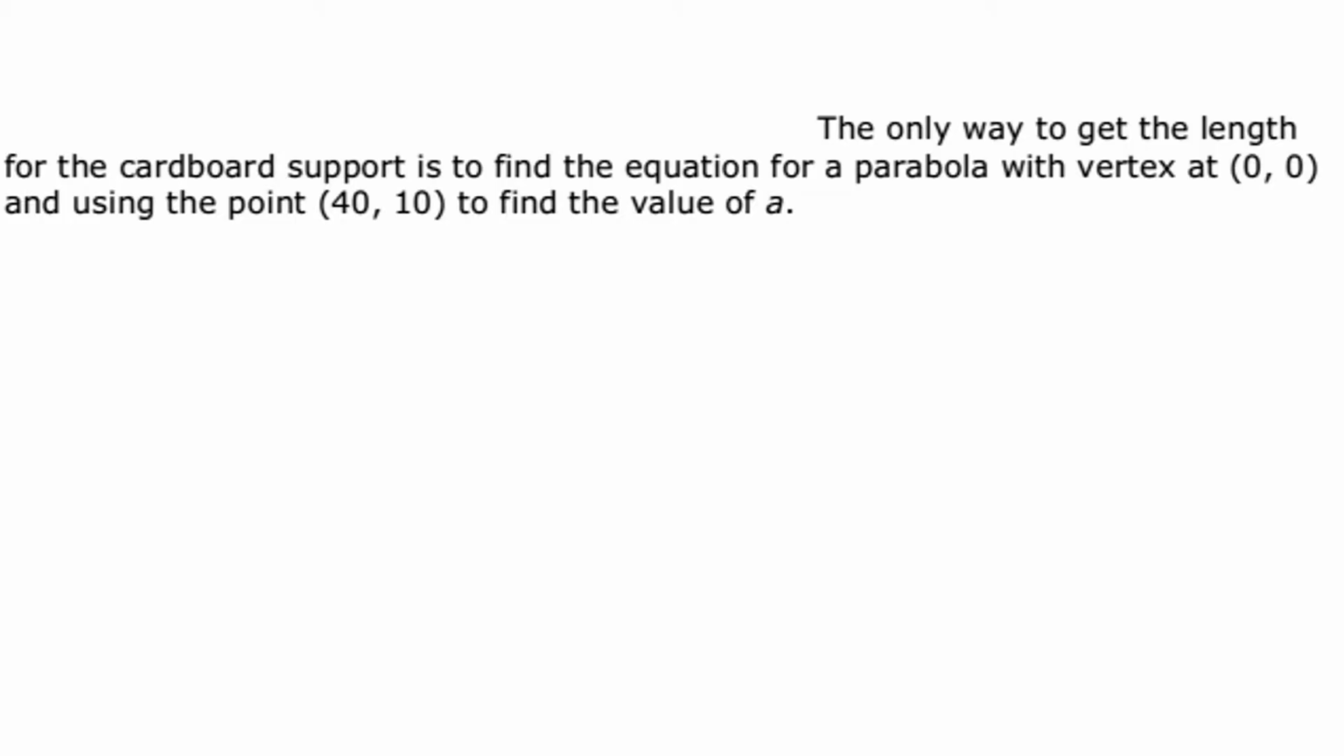So here was the optional clue if you weren't able to make sense of number 9. The only way to get the length for the cardboard support is to find the equation for a parabola with a vertex at 0, 0, and using the point 40, 10 to find the value of A. So if you want to now go back and do number 9, or even finish 7 and 8 if you didn't get that far, spend some more time to finish that. And when you're done, you're going to go to the next activity, but you can go ahead and pause me now while you finish this activity.